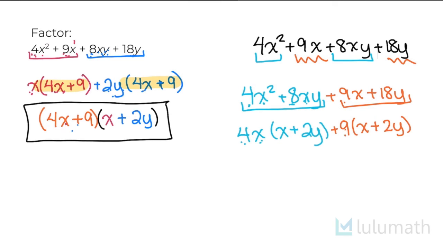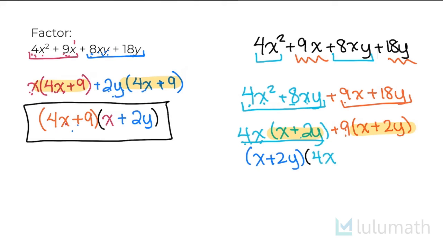Now, looking at this, I have x plus 2y in common with my two groups, so I will factor out this x plus 2y. And when I do that, in my first group, when I factor out the x plus 2y, I will have a 4x left over. And in my second group, when I factor out the x plus 2y from the 9 times x plus 2y, I will have a 9 left over.